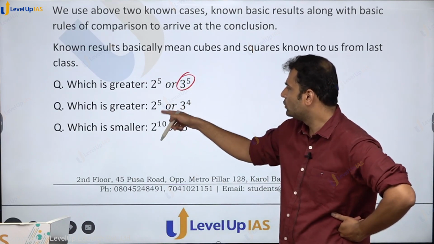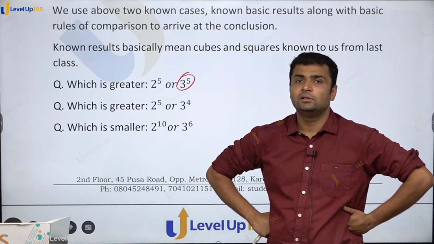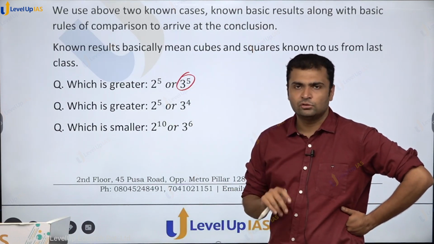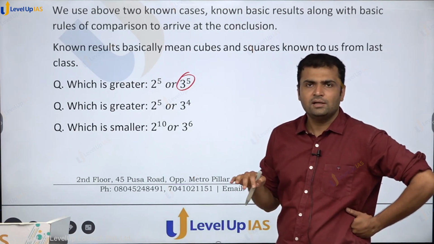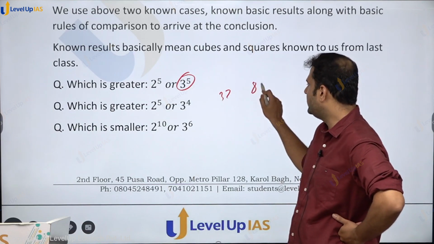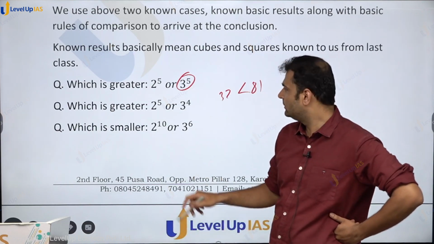Next, 2⁵ and 3⁴. What will we do? See, these are small numbers. Anyway, we know, so we'll just directly calculate and be done with it. 2 raised to 5 is 32. 3 raised to 4 is 81. 81 is greater than 32.